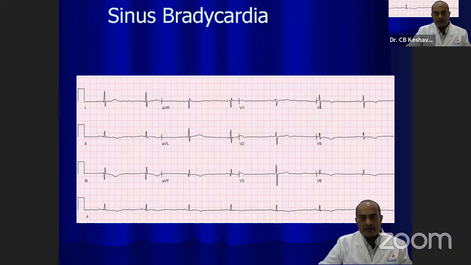Sinus bradycardia doesn't usually produce a very significant fall in cardiac output unless it becomes extreme sinus bradycardia. When the rates fall below 40, the patient can have low cardiac output and can become symptomatic. Till then, no treatment is required. And simply by reducing the vagal tone, by giving vagolytic drugs, you can increase the heart rate if it is a physiological one.